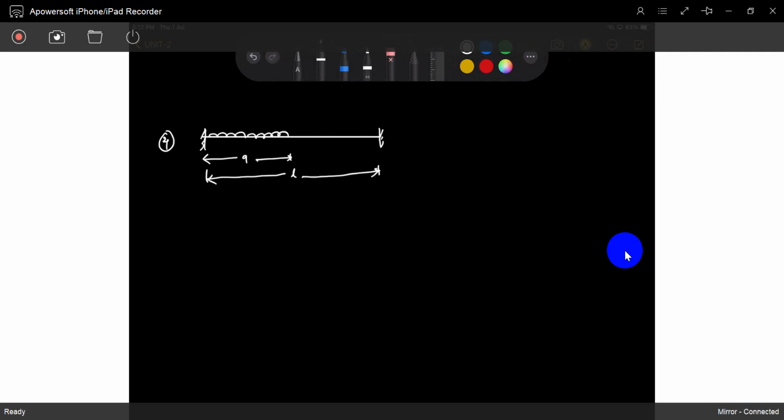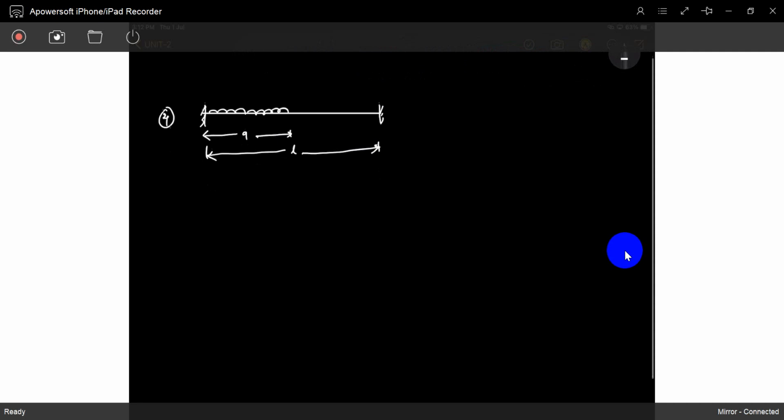It is a uniformly distributed load of W per meter. I call the ends A and B. How can we find the fixed end moments MA and MB? So, see this.